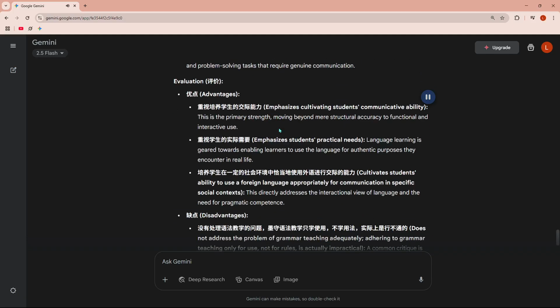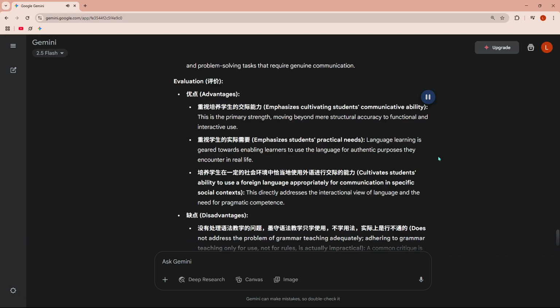Yu Dian. Advantages. Zhangxi Pei Yang Shui Sheng De Jiao Ji Nen Li, emphasizes cultivating students' communicative ability. This is the primary strength, moving beyond mere structural accuracy to functional and interactive use. Zhangxi Shui Sheng De Shi Ji Shu Yao, emphasizes students' practical needs. Language learning is geared towards enabling learners to use the language for authentic purposes they encounter in real life.